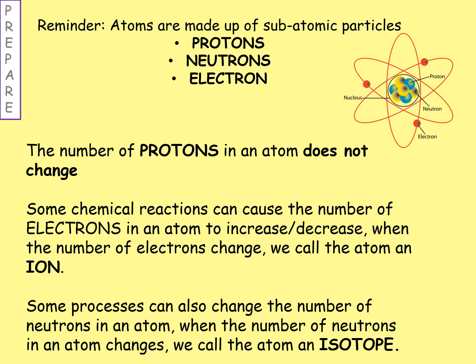Now, along the same lines, the number of neutrons inside of an atom can change too. Because they're neutral and they have no charge, it doesn't really make much of a difference to the charges inside of the atom's nucleus. So some processes can change the number of neutrons within an atom, and when the number of neutrons is different to what we'd expect, we call it an isotope. So an isotope is when an atom has a different number of neutrons but the same number of electrons and protons as we'd expect. And an ion is when an atom has an increase or decrease of electrons from what we'd currently expect. And that ends up giving the atom an overall charge, but you'll learn more about that later.